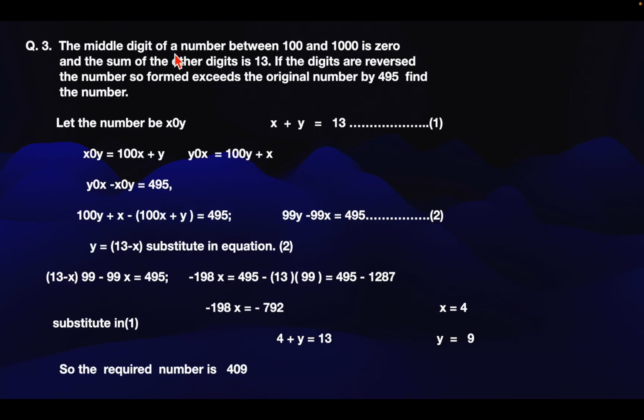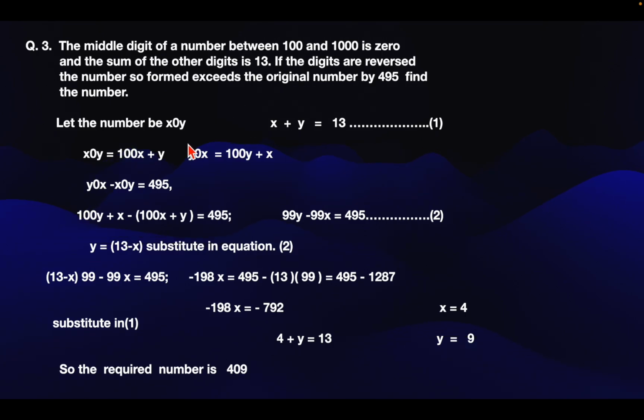The middle digit of a number between 100 and 1000 is 0 and the sum of the other digits is 13. If the digits are reversed, the number so formed exceeds the original number by 495. Find the number. Let the number be x0y. So the sum of the digits is x plus y, that is equal to 13. So this is the first equation.